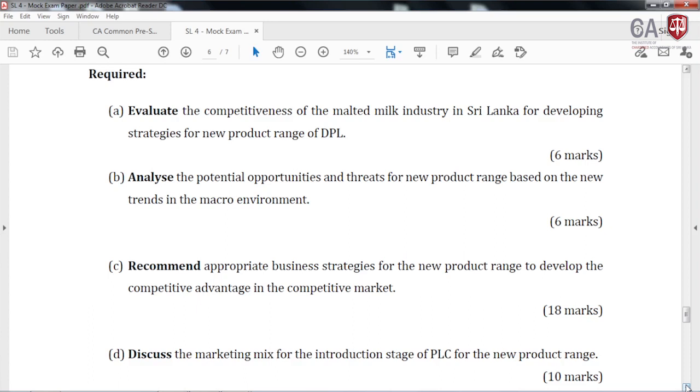6 marks. So, what is the model you have to use to talk about the competitiveness of the malted milk industry? It should be 5 forces, no? Yes. You want to use the 5 forces model here.